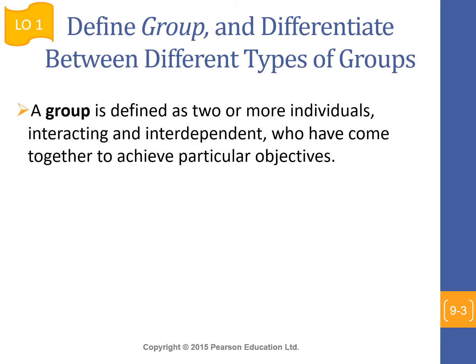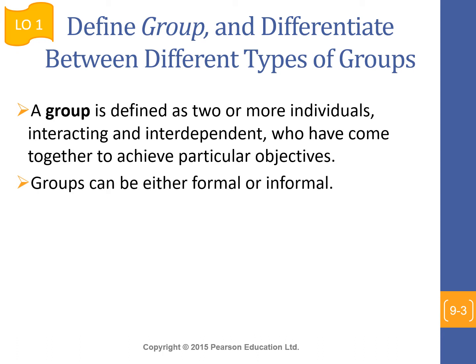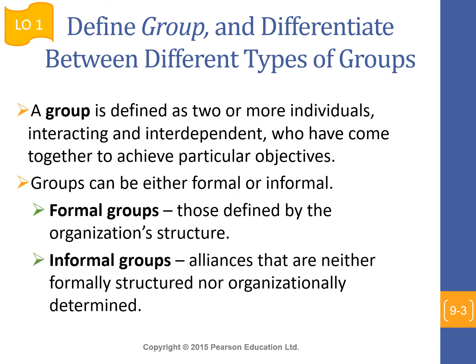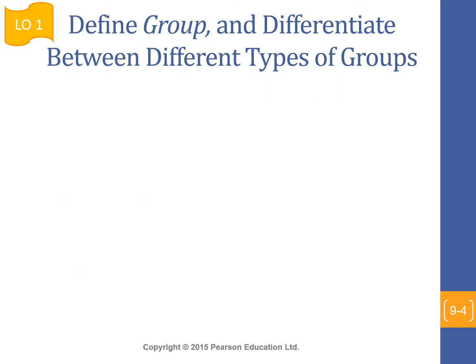A group can be defined as two or more individuals interacting and interdependent. They're depending on each other in achieving a particular objective. So a group can either be formal or informal. A formal group is defined by the organization structures, while informal means that we create friends informally and non-organizationally determined, which means that maybe the group is formed due to the same common interests, the same hobbies, the same personality. So this is what we call an informal group, right?